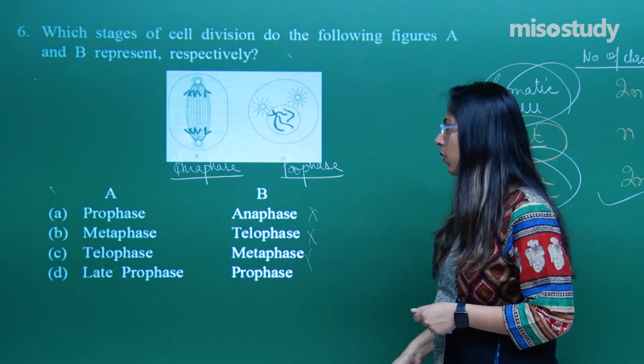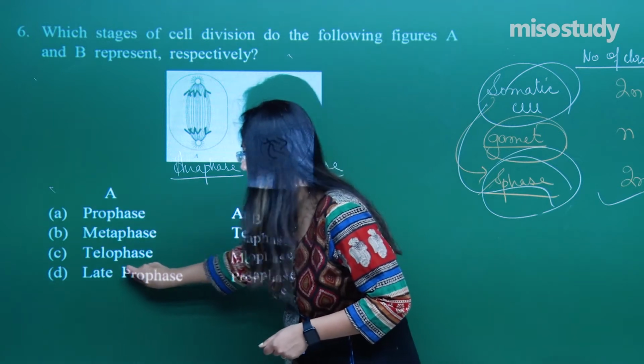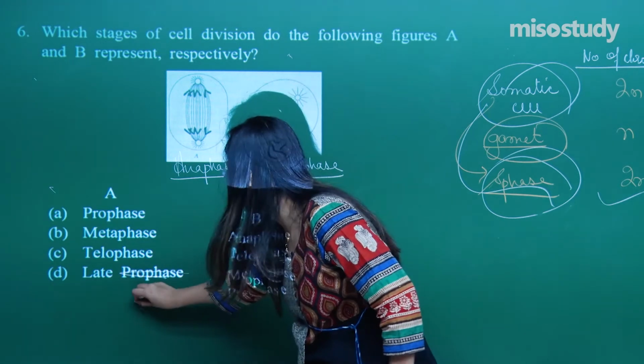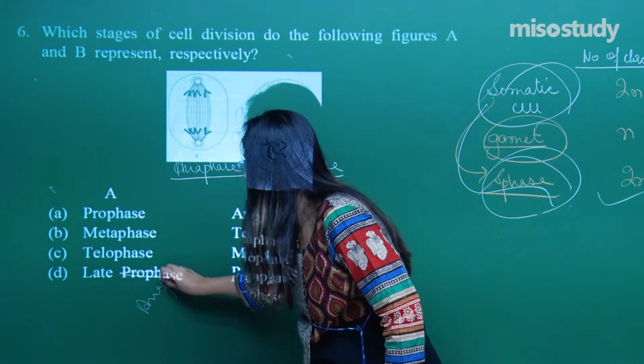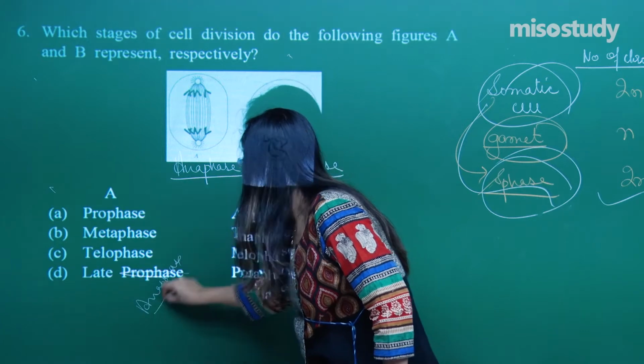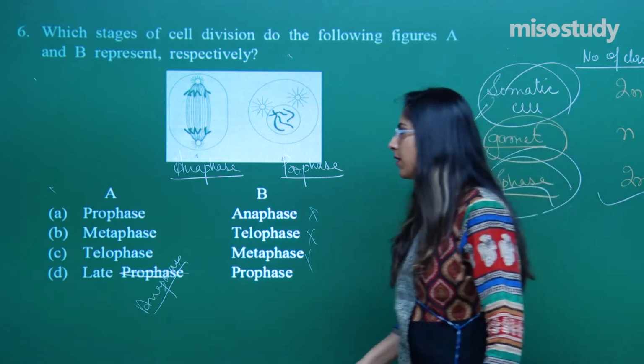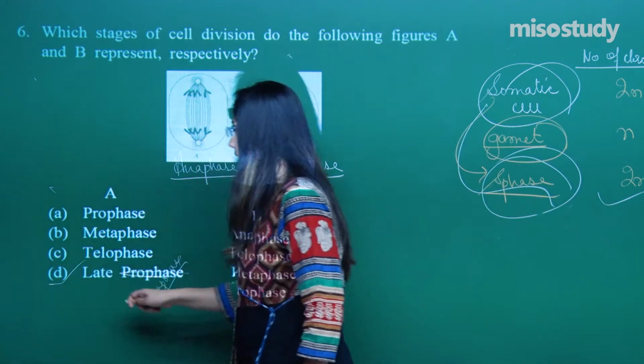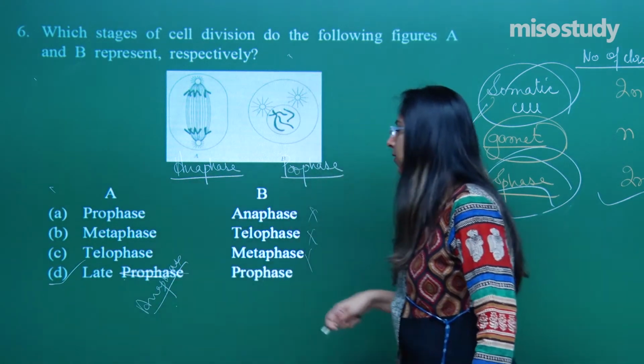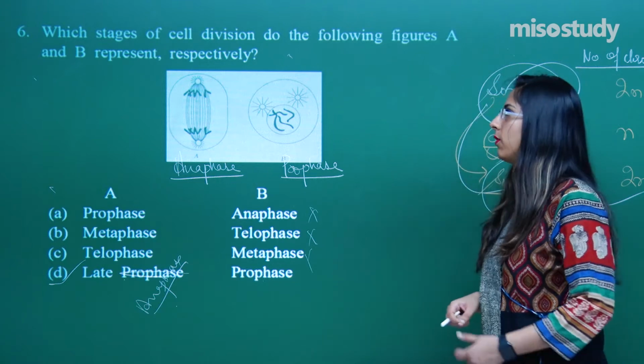Telophase, this is a wrong one. In this case, it is written like this, but actually it is anaphase. This is a late anaphase. It is written by mistake over here. And next is prophase. That means the correct option is D over here. Late anaphase and prophase is the correct option for that.